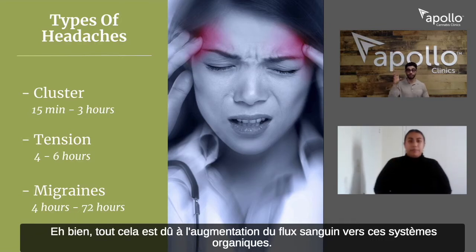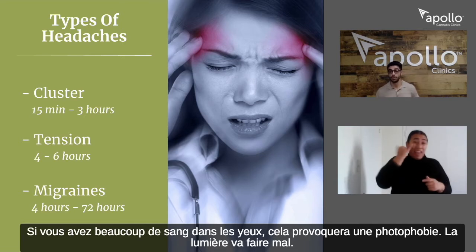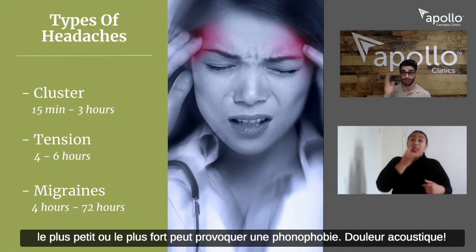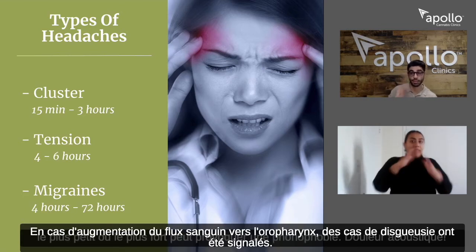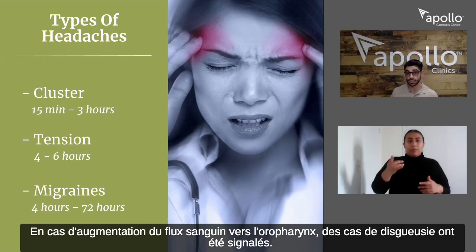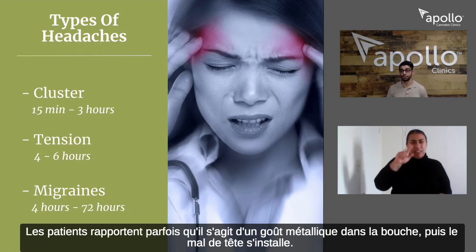So if you have a lot of blood going to the eye, you're gonna have some photophobia. Light's gonna hurt. If you have a lot of blood flow going to the ears, well, everything is amplified, and the smallest noise or the loudest noise can cause phonophobia, acoustic pain. If blood flow is increased to the oral pharynx, there have been reports of dysgeusia, which is just a fancy way of saying you have a different taste in your mouth. Patients sometimes report it's a metallic flavor that they have, and then their headache sets in.